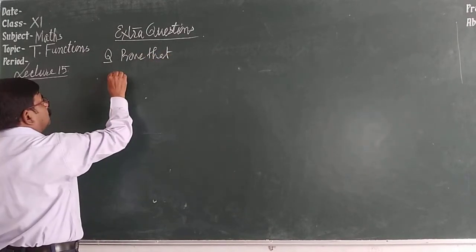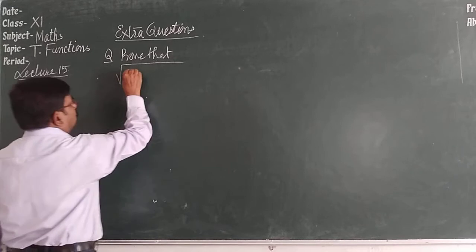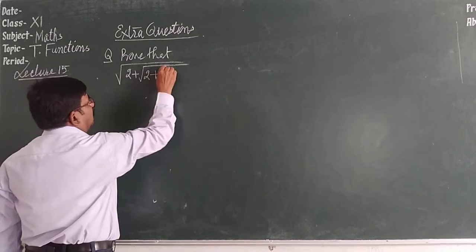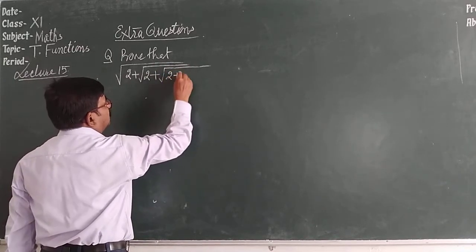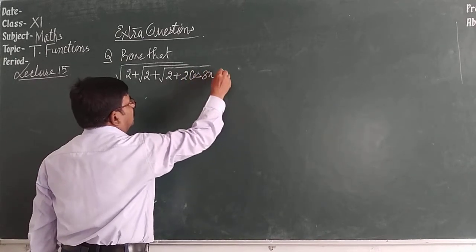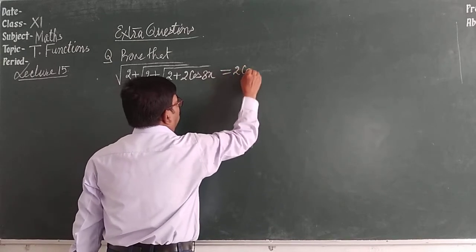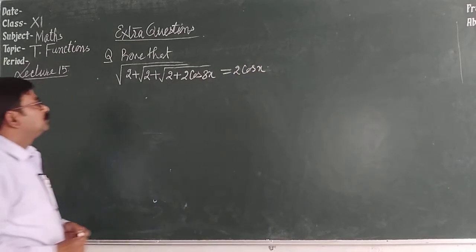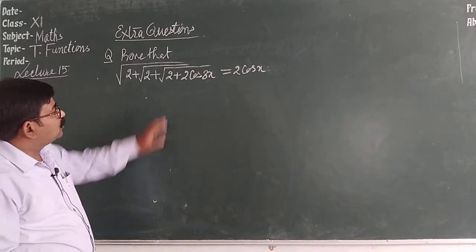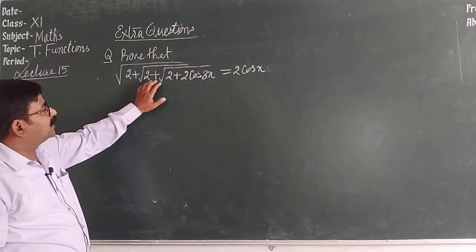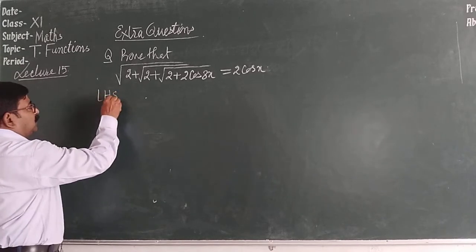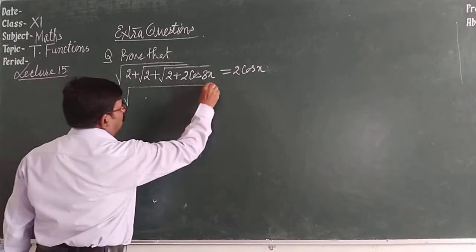Prove that under root 2 plus under root 2 plus under root 2 plus 2 cos 8x is equal to 2 cos x. See, this is consecutive roots. So first we will solve the last root, then second root, then final root. So taking left hand side, see how to solve.